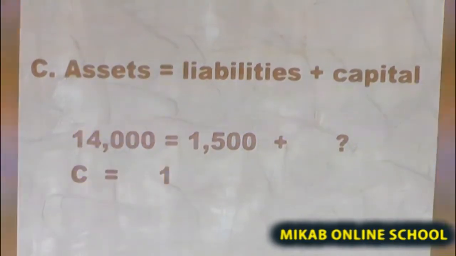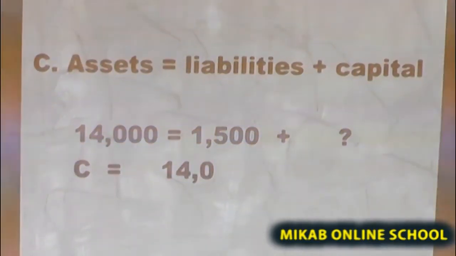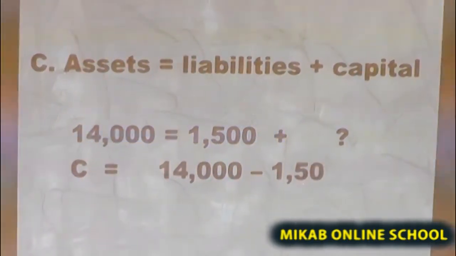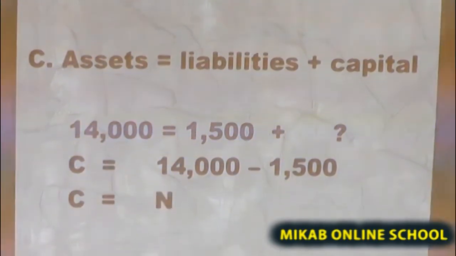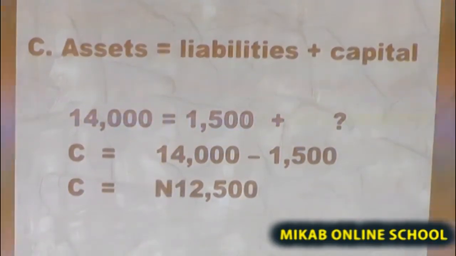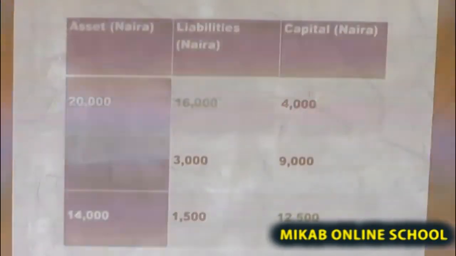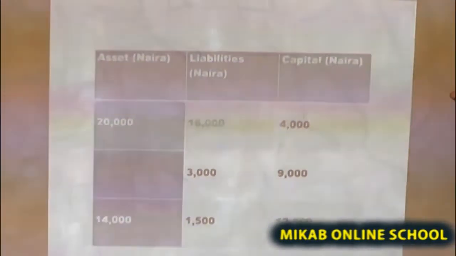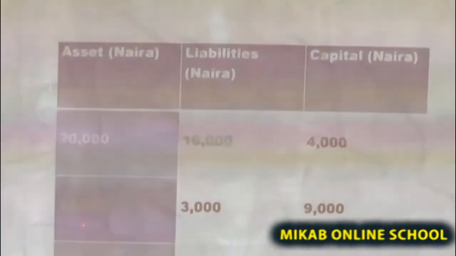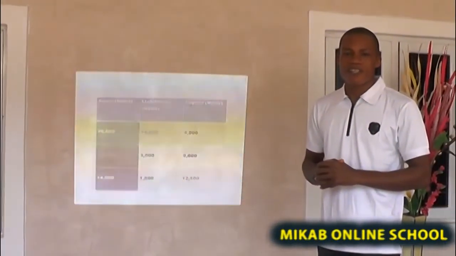For us to have capital, which is represented with the letter C there, we will say 14,000 naira minus 1,500 naira, to arrive at capital to be 12,500 naira. So you can see now that we have completed the table. That is why you see all the unknowns from before now showing green. They have now been found. Now, we are going to stop this class here to continue in the next class. Thank you.